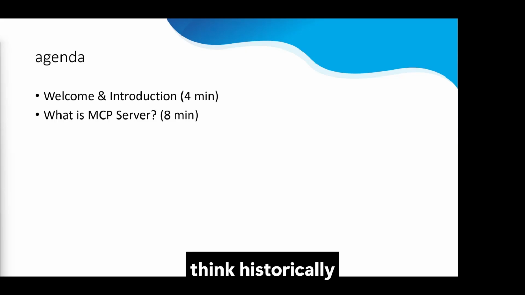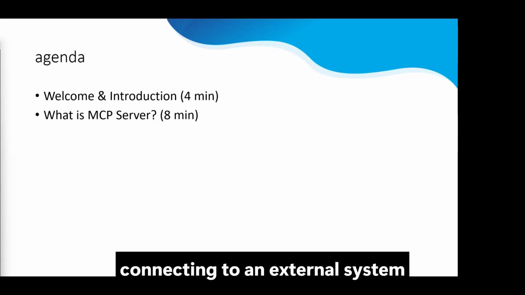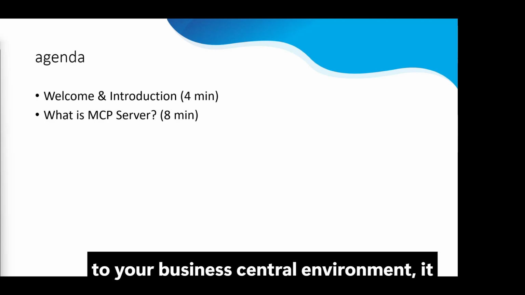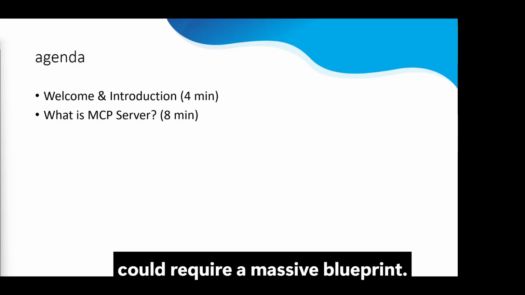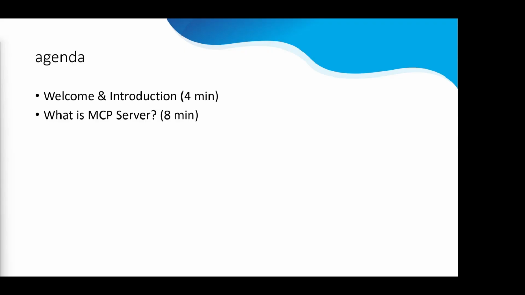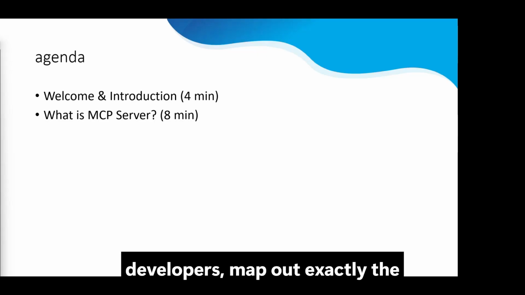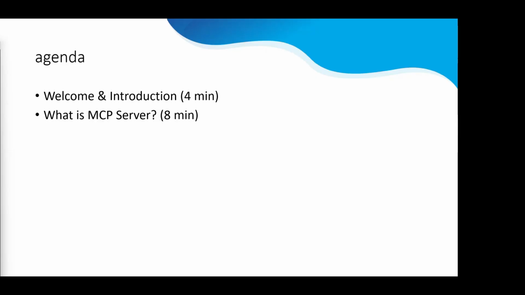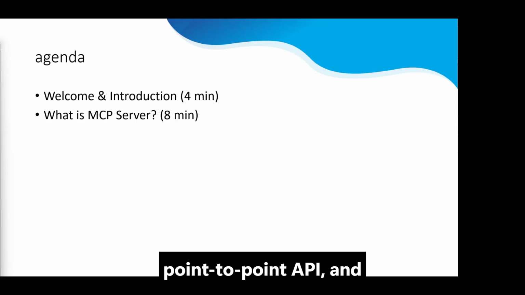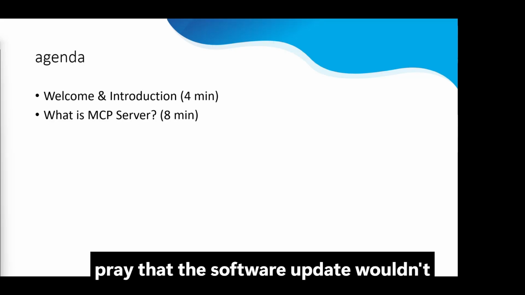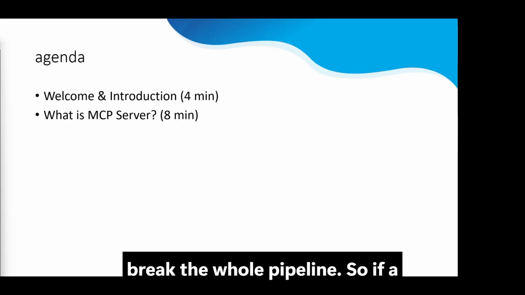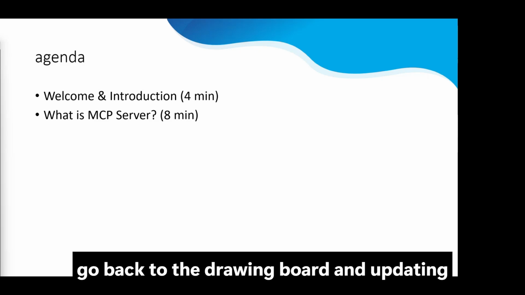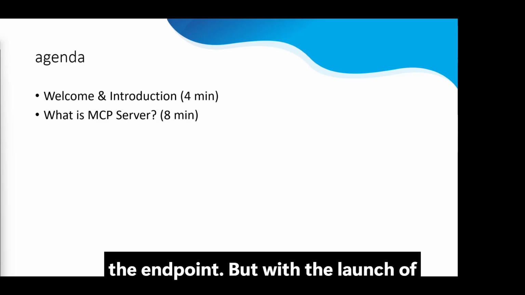So if you think historically, connecting to an external system or maybe a piece of software to your Business Central environment, it could require a massive blueprint. As you know, you had to sit down with developers, map out exactly the fields, write a rigid custom point-to-point API, and pray that the software update wouldn't break the whole pipeline. So if a user wants then in future to do something different, it might mean that we need to go back to the drawing board and updating the endpoint.